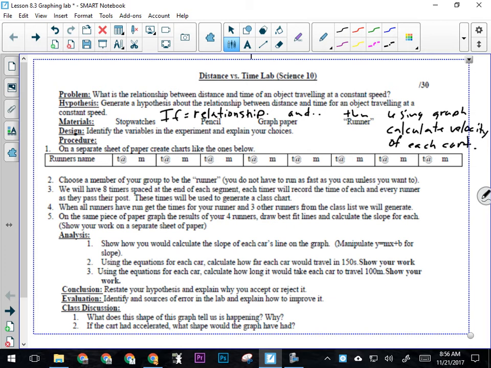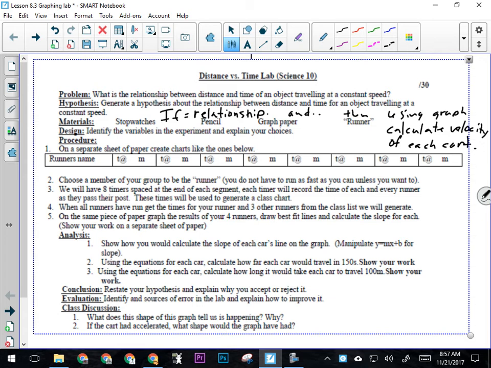Then once you've built your graph, there are some questions to do with it. First question is just like an algebra question. It's just asking you to manipulate y equals mx plus b for slope. All right, so it's asking you, do you remember what part of that equation stands for slope, and can you do the algebra required to isolate it? All right, you don't have to put in any numbers. I just want to see y equals mx plus b manipulated for slope. That's all you have to do for question number 1.